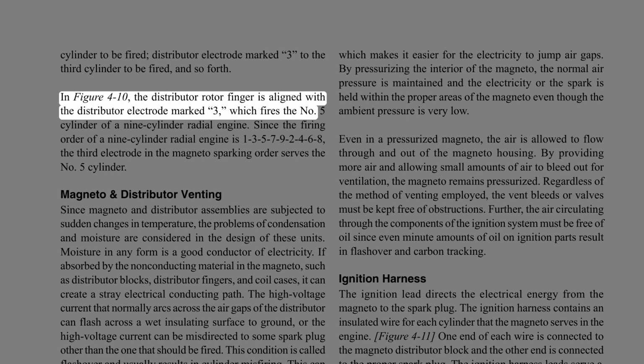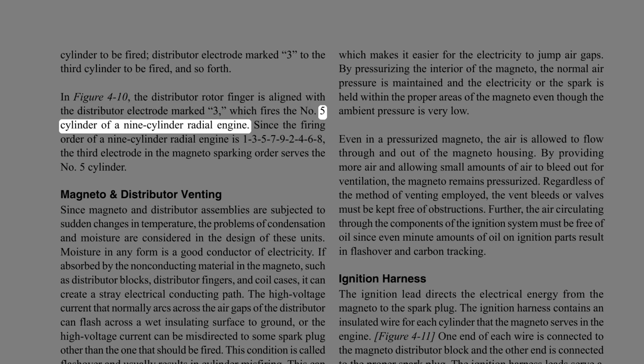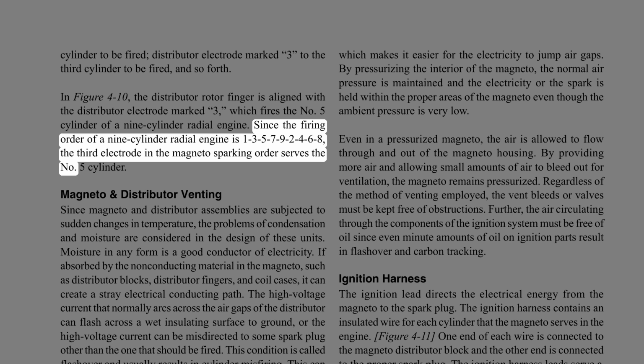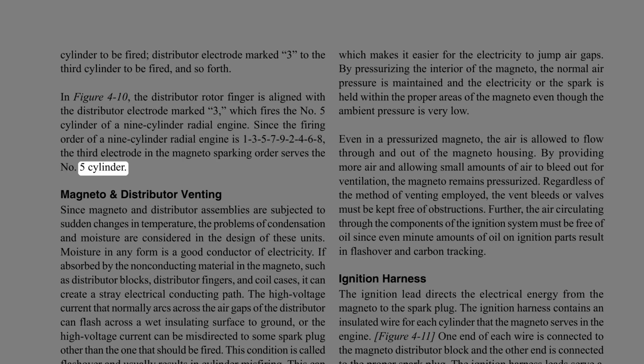In figure 4-10, the distributor rotor finger is aligned with the distributor electrode marked 3, which fires the number 5 cylinder of a 9-cylinder radial engine. Since the firing order of a 9-cylinder radial engine is 1, 3, 5, 7, 9, 2, 4, 6, 8, the third electrode in the magneto sparking order serves the number 5 cylinder.